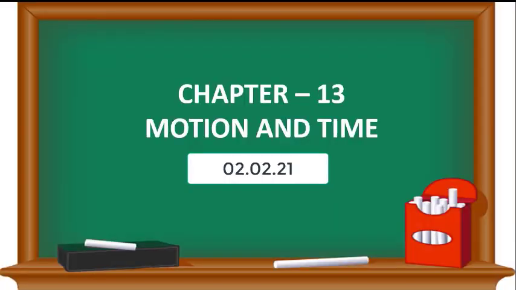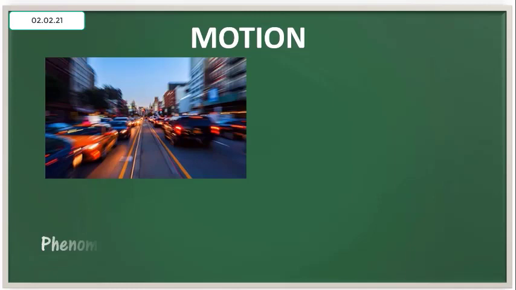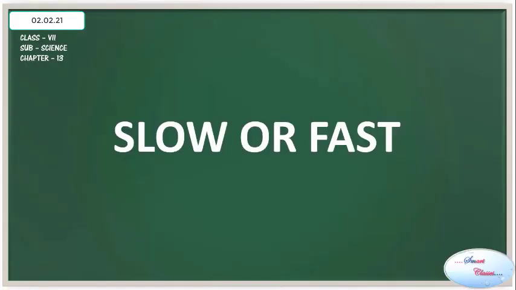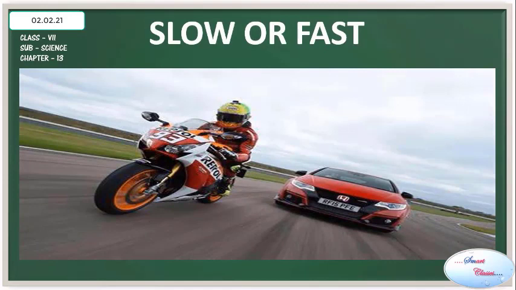So, what is motion? Motion is the action or process of moving or being moved. Or we can say that motion is the phenomenon in which an object changes its position over time. We already know that any change in position with time is called motion, but what really matters here is whether an object is showing slow or fast motion.